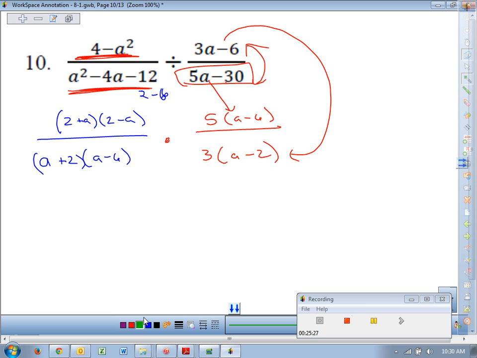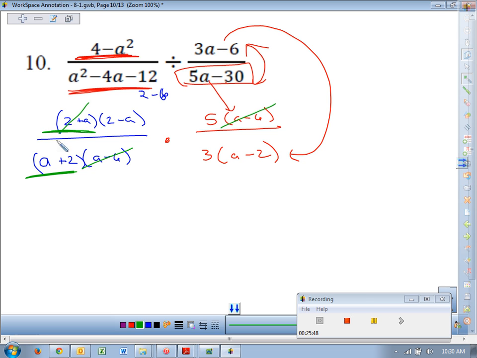Cancel time. A minus 6, A minus 6. Gone. A minus 2. Don't have any A minus 2s. I got an A plus 2. Do I have an A plus 2 upstairs somewhere? In the wrong order, but isn't the 2 positive and the A's positive? Aren't these both A plus 2s?